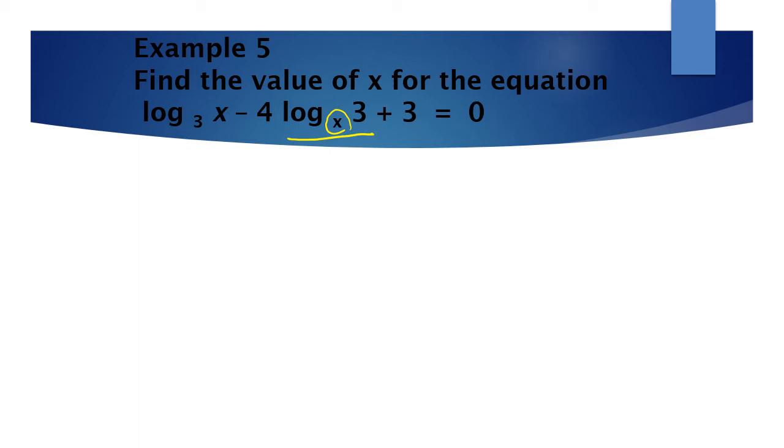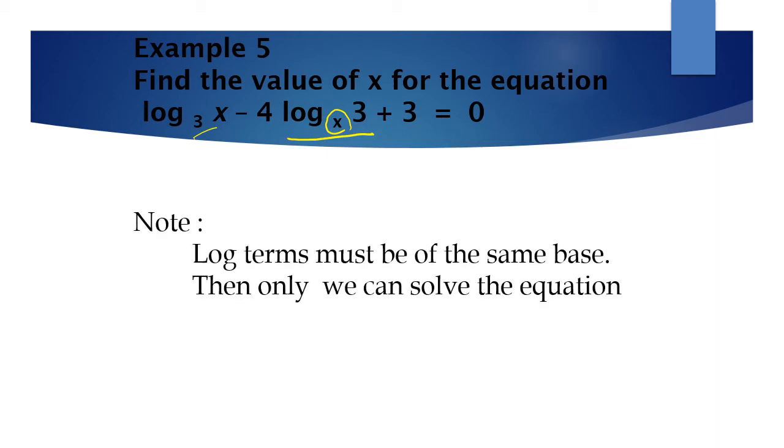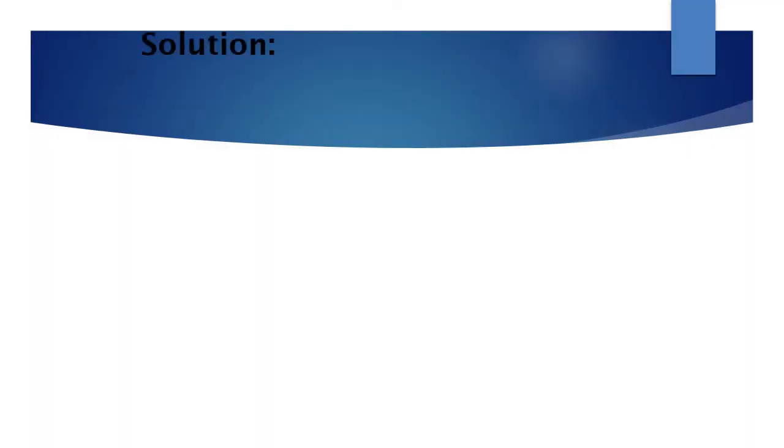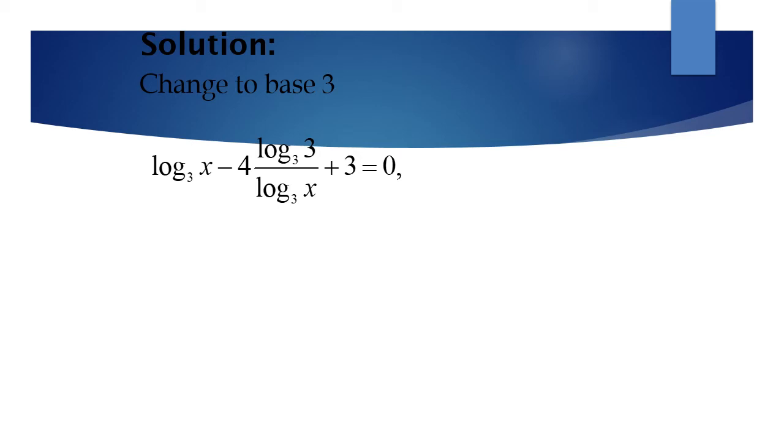So how to solve for this one? We have log 3 here, but this one is log x. So we have to apply the change of base. The log terms must be on the same base. To solve the equation, we have to make sure the logs have the same base. For this part, it's easier to change into base 3 instead of base x. So we change the second term into base 3. So we have log base 3 of 3 divided by log base 3 of x.